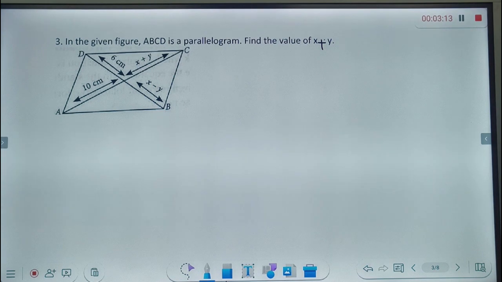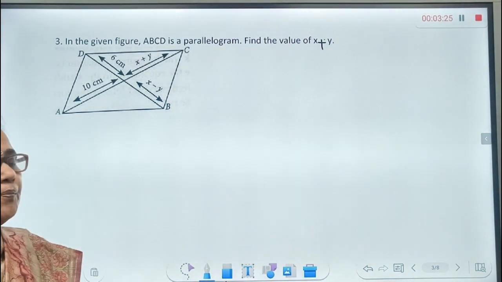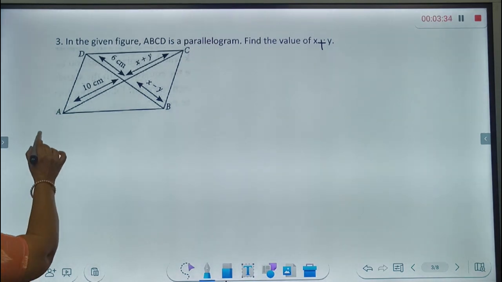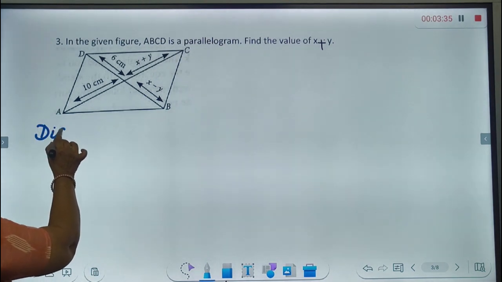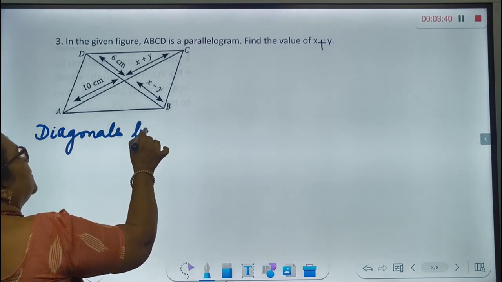Next problem, you have ABCD is a parallelogram. You have to find the value of x plus y. So what do we know about a parallelogram? It's a quadrilateral with certain properties. What are the properties? Opposite sides are equal. We know opposite angles are equal. We also know that the diagonals bisect each other. In a parallelogram, diagonals bisect each other.